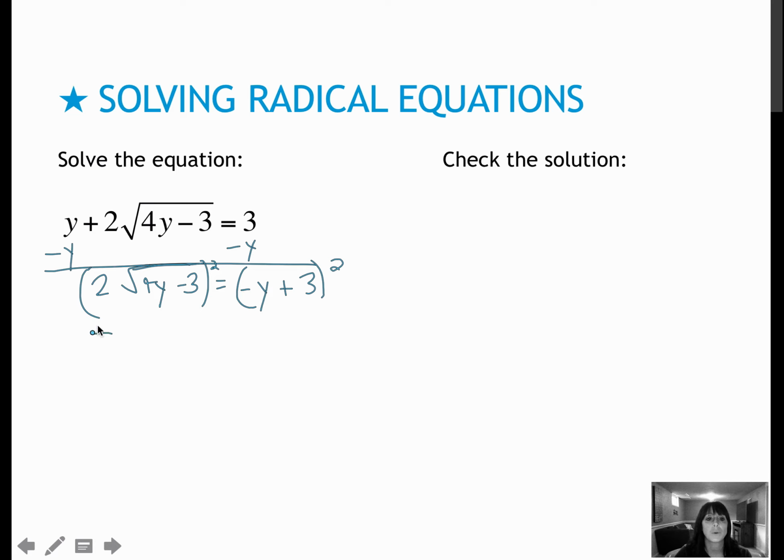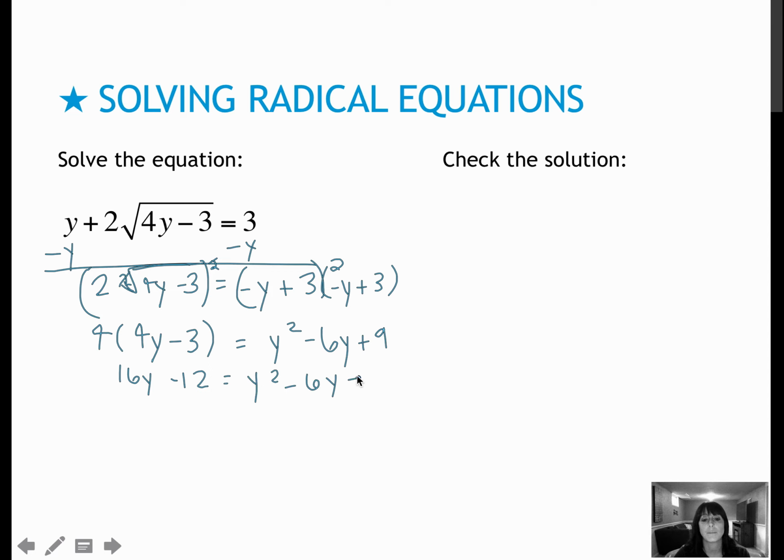The 2 squared will of course give me 4. This whole mess squared is going to give me that whole mess again. So the radicand stays the same because the index and the exponent cancel out. On this side, I'm multiplying negative y times negative y, which is positive y squared. Remember, this is just like foiling negative y plus 3. And I'm going to end up with minus 6y and plus 9. On the left side, I have 16y minus 12. And all of this mess over here.